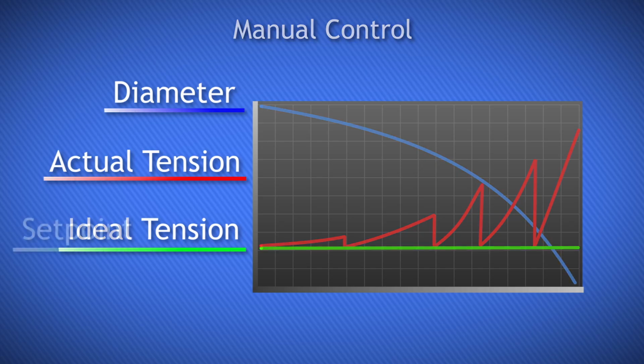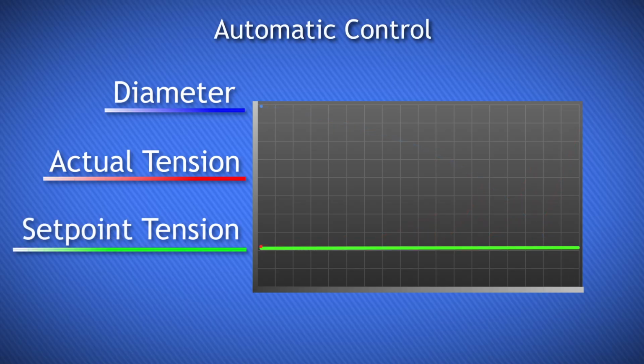Automatic control starts with a set point entered by the operator. From there, the controller continually adjusts torque as the unwind roll diameter decreases, maintaining smooth, consistent tension from a full roll all the way down to the core. Once that set point is established, the operator is free to focus on other aspects of the process while the system handles tension control automatically.